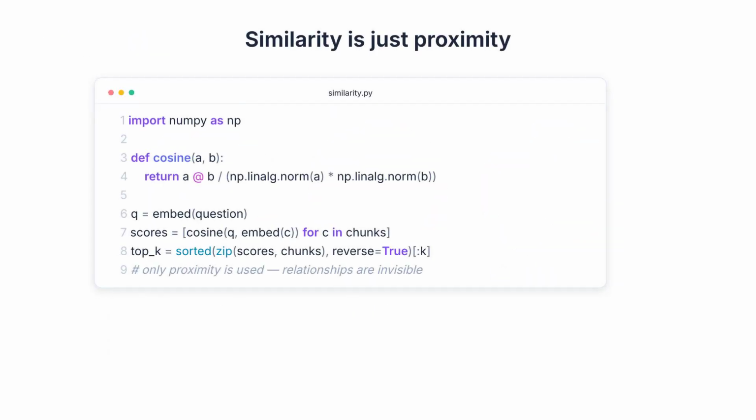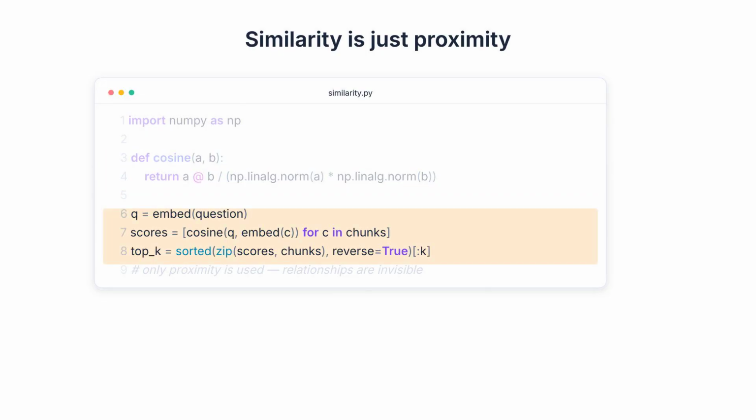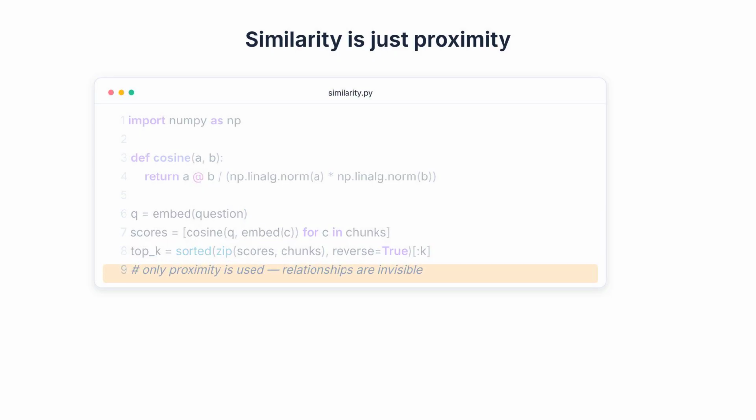Under the hood, the match is just math, cosine similarity between the query vector and each chunk vector. Here's the whole idea in a few lines of Python. Notice there's no notion of relationships here, only how close 2 points are. Hold that thought because it's the crack the whole module pours into.